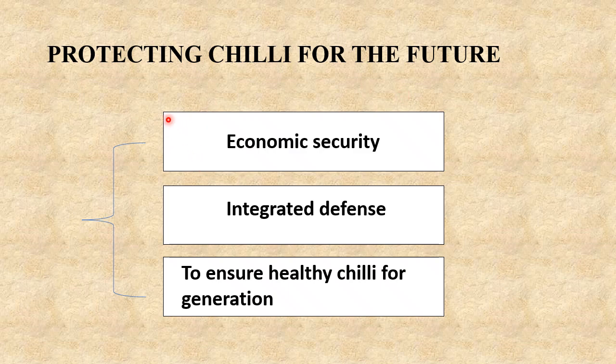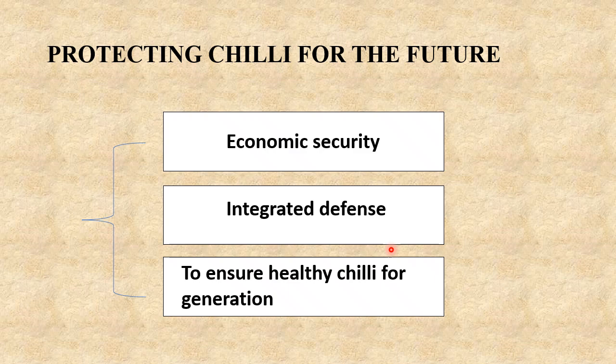I divided it into three parts. The first one is economic security: if chilies are less diseased, farmers can get more income, and crop yields and a stable food supply will be there for millions of people worldwide. Coming to integrated defense, cultural practices, biological controls and judicious chemical interventions provide sustainable defense against chili diseases.